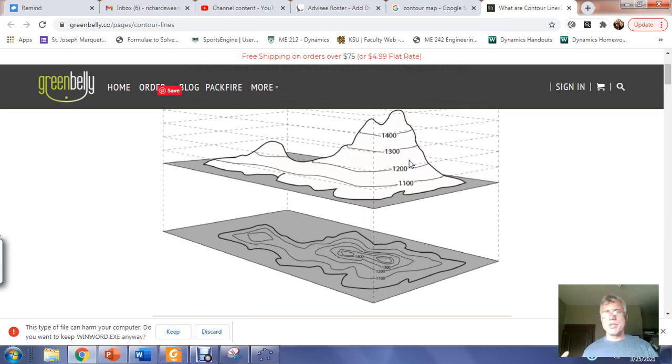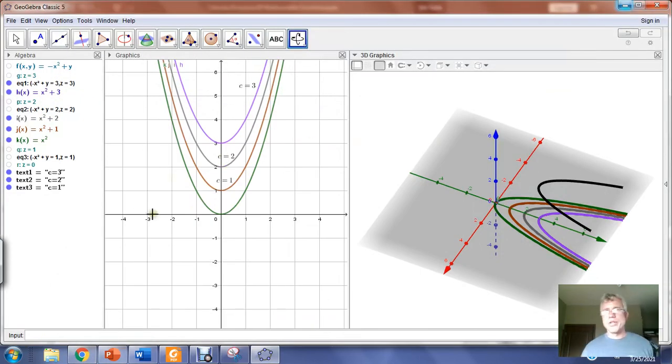They do this with temperature gradients, air pressure gradients. There's all kinds of contour maps that exist in the real world. So this is kind of our first introduction to that.